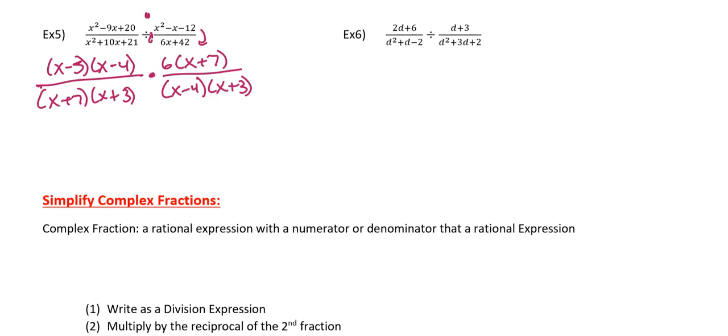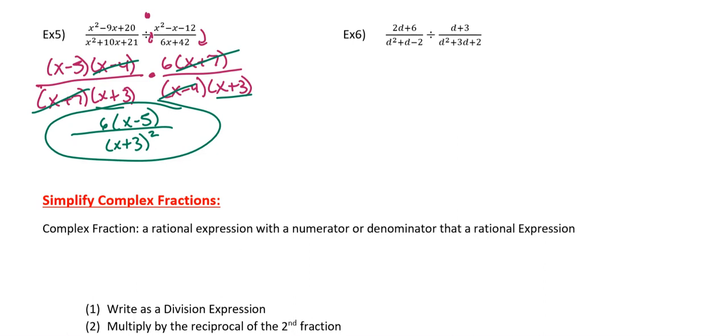So what I can cross out will be my x plus 7, my x minus 4, and that's it. So I'm going to be left with 6 x minus 5. And whenever we have the same thing, x plus squared, that's always the way you guys should write that. That would be the simplest form.